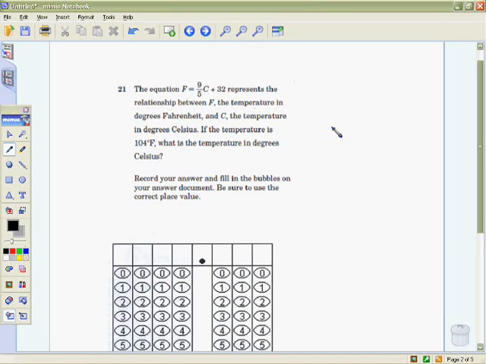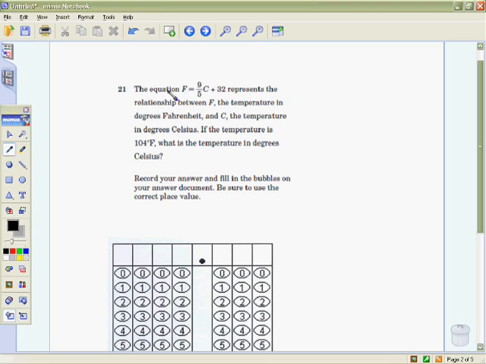Number 21. The equation F equals 9 over 5C plus 32 represents the relationship between F, the temperature in degrees Fahrenheit, and C, the temperature in degrees Celsius. If the temperature is 104 degrees Fahrenheit, what is the temperature in degrees Celsius?